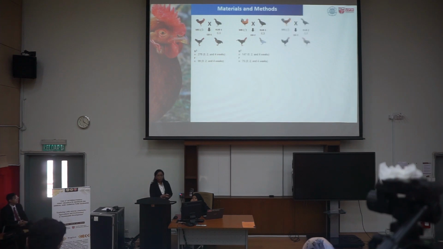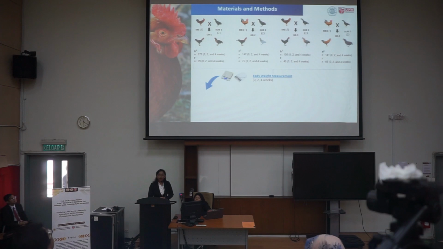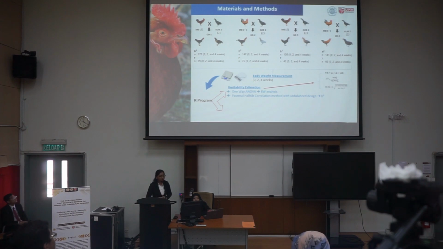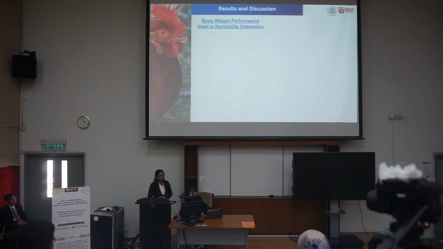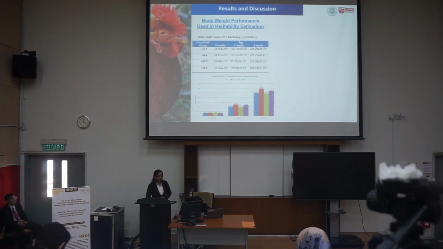We already have 4 patterns using KUB and also Merawang. After that we measure their body weight performance, and then we calculate and estimate the heritability and also the repeatability using the R program. We use the paternal half-sib correlation method, and this is the mathematical model. After that we have the results for the body weight performance, and we can see them in the graphics here.